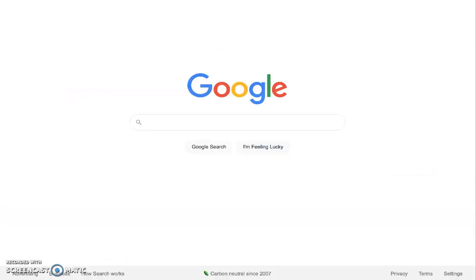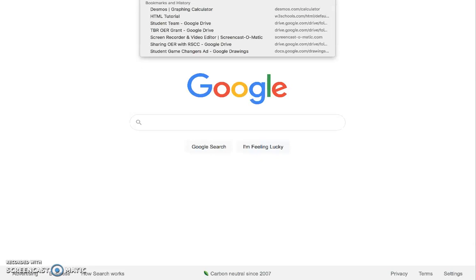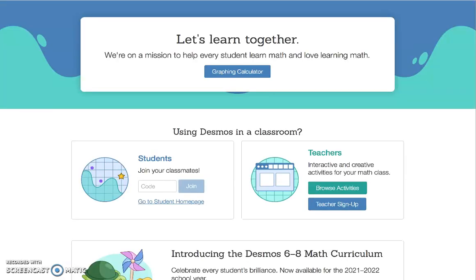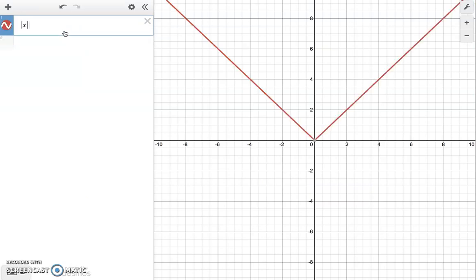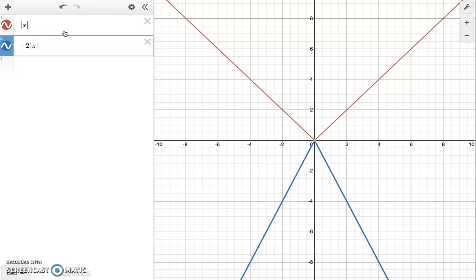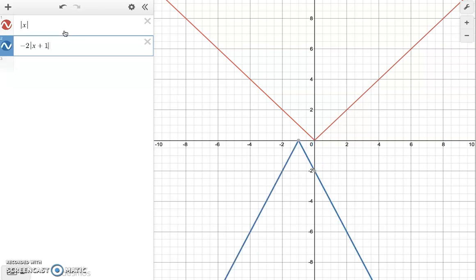So get to Desmos here. Sorry, should have already had this pulled up. Okay, we are graphing the absolute value of x, and we need to compare that to -2 absolute value of x plus 1, minus 3.